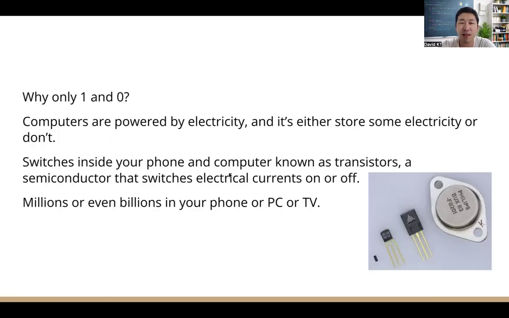So you have many, many switches inside of your phone or computer known as transistors. What is a transistor? It is a semiconductor that switches electrical currents on or off. You probably have millions or billions of them in your laptop, your TV, or your phone.